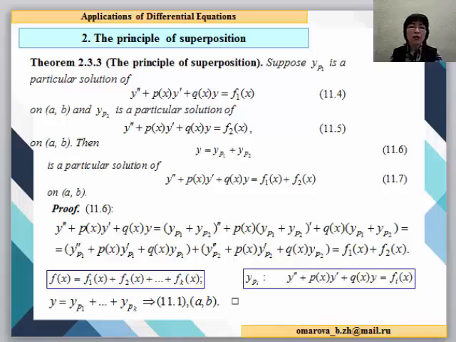It's easy to generalize the third theorem to the equation 11.1, where the function f of x is equal to the sum of the following functions. Thus, if y sub p i is a particular solution of the following equation on the open interval a b for any i from 1 to k, then the sum is a particular solution of the equation 11.1 on the interval a b.